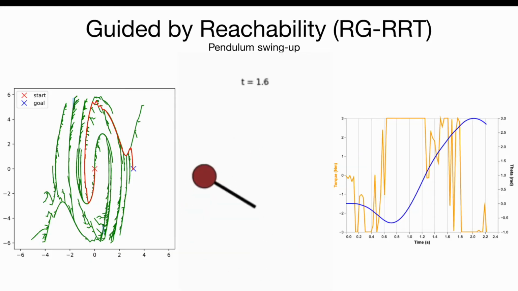Reachability-guided RRTs provide more efficient state space exploration. They do so by restricting the randomly sampled region of state space to only that which can be progressed towards in some time step. By doing so, they drastically reduce the number of nodes needed to reach some goal.